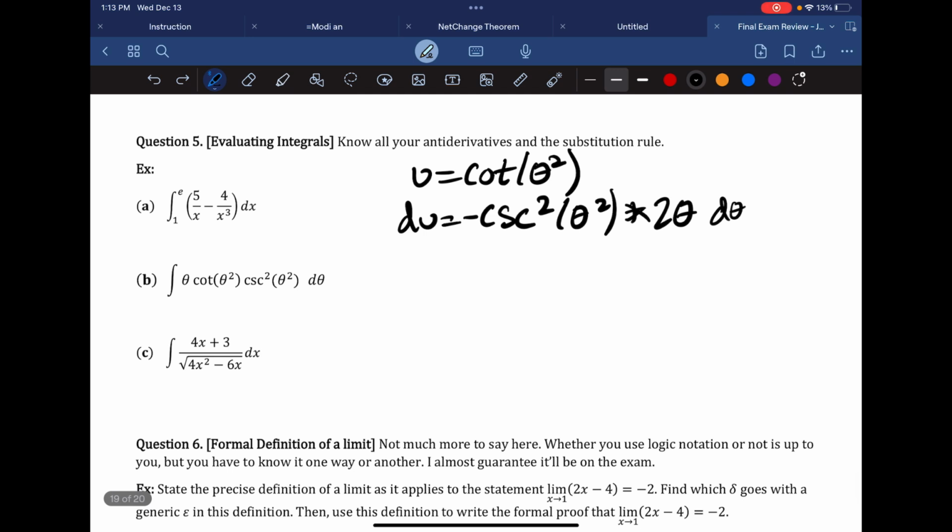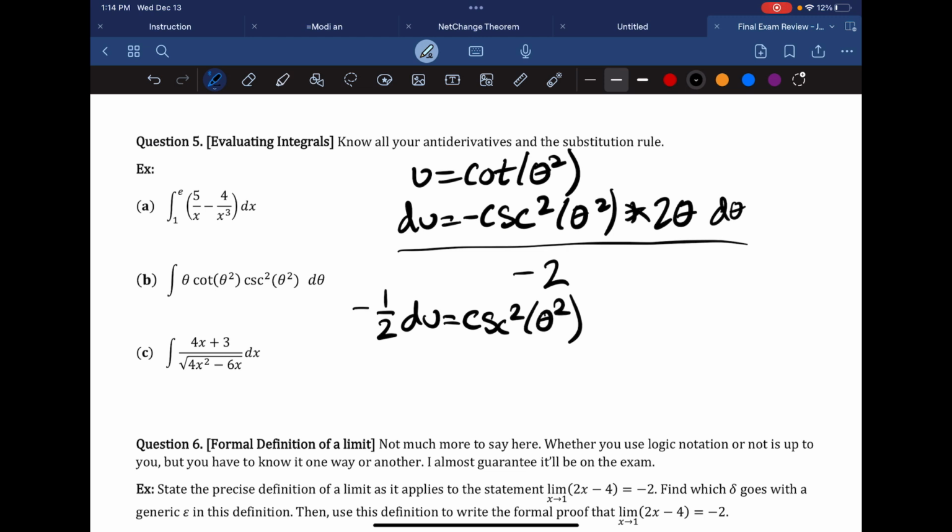So now we've got to make this puzzle piece fit a little bit. We have a positive cosecant squared of theta squared, and we've got a theta, right? But we don't have a 2, and we don't have a negative sign. So what we're going to do is divide both sides by a negative 2. So that's going to be negative 1/2 du equals cosecant squared of theta squared times theta d theta. And you're going to notice that that's exactly what we have here, right? Both these terms get taken out by that, and the d theta too.